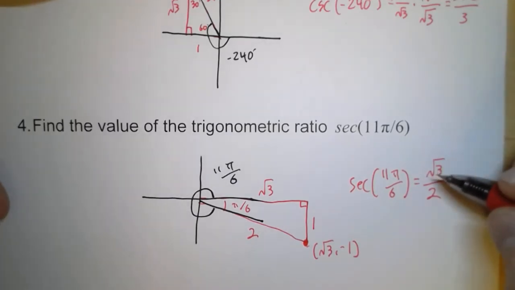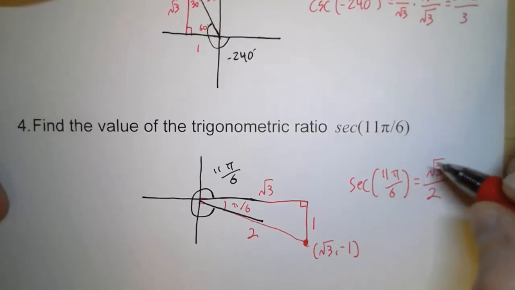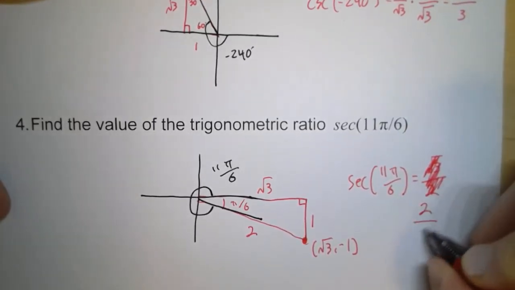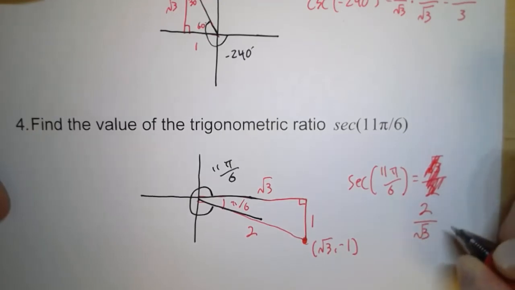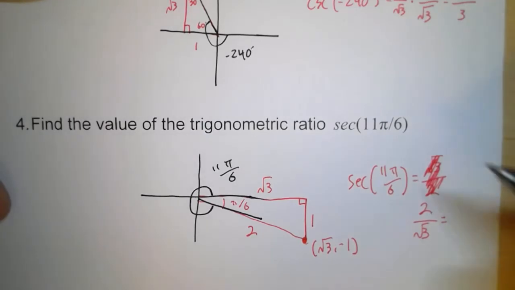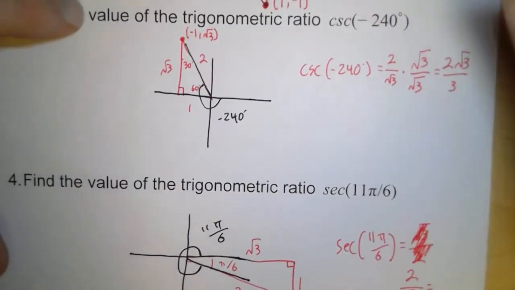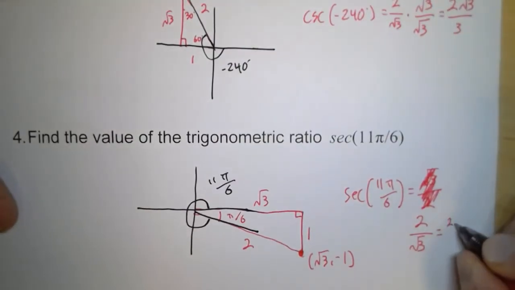Or wait a minute, that's cosine. So actually, we want the reciprocal. So that's 2 over radical 3. And if your teacher wants you to rationalize it, well, that's the same as what's up there. So that's actually 2 radical 3 over 3.